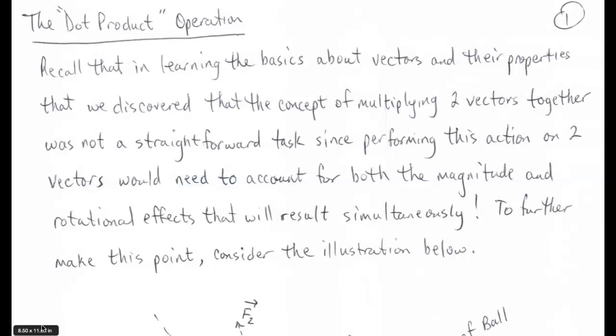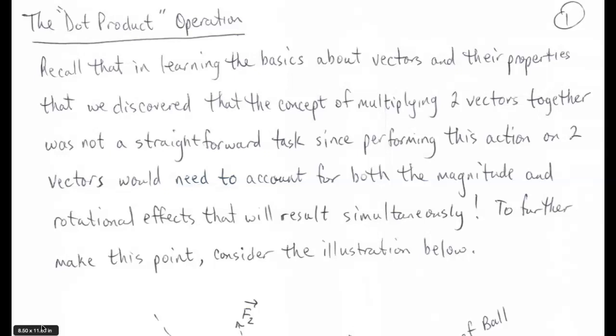time. And so I mention this because in the video that I did on just basic vectors and what they're about and their basic properties, one of the things that I mentioned was that the notion of multiplying two vectors together was something that we just couldn't quantify or take into account with one operation. So that's why I started off this particular video saying that.